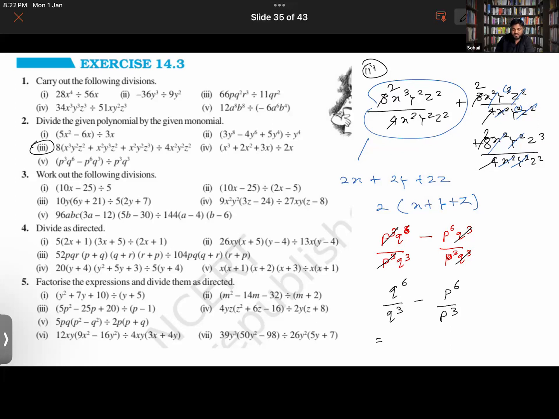So now it becomes very simple. After cancelling out the like factors, you would find that this is q cube minus p cube now. Yeah, so it is not that much difficult.